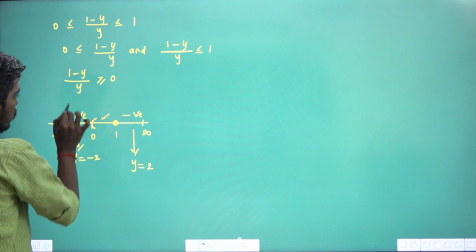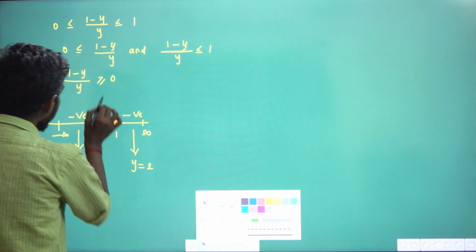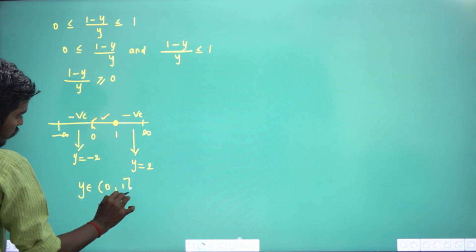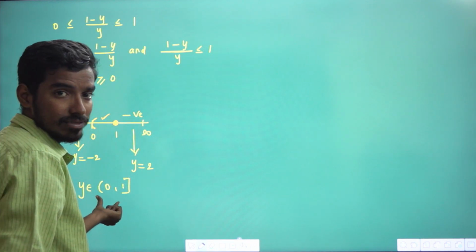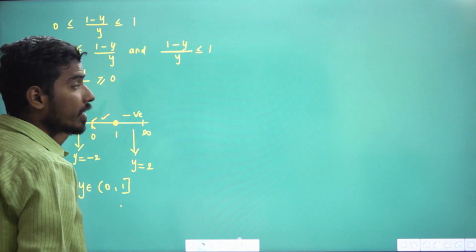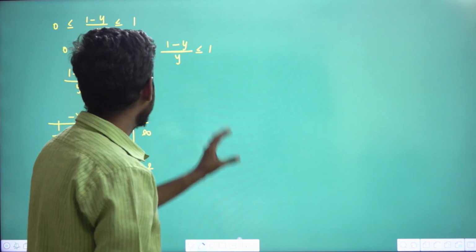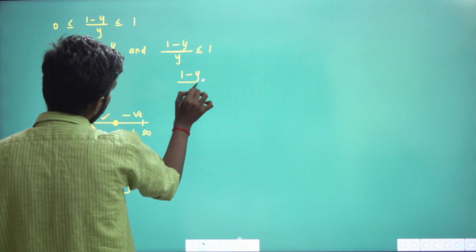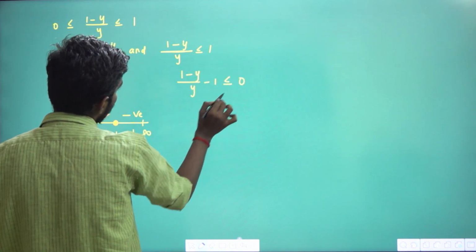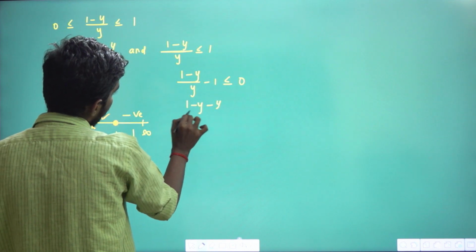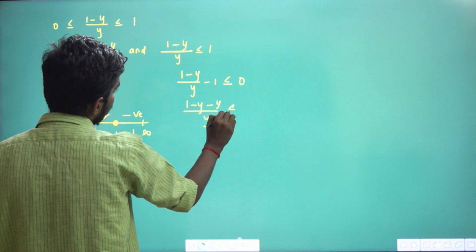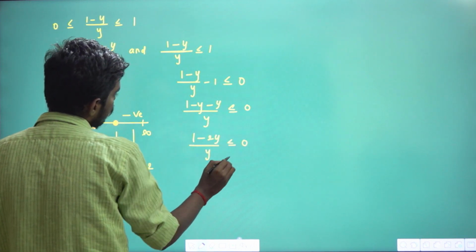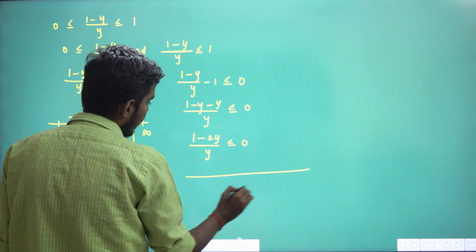So the set of all y that satisfies this condition is y belongs to open interval 0 comma 1. So whenever you give y in this interval, your (1 minus y) by y is always greater than or equal to 0. Now you find the set of all y that satisfies this condition. So this is same as (1 minus y) by y minus 1 is less than or equal to 0. So take the LCM: (1 minus 2y) by y is less than or equal to 0. Now you find all y that satisfies this condition.